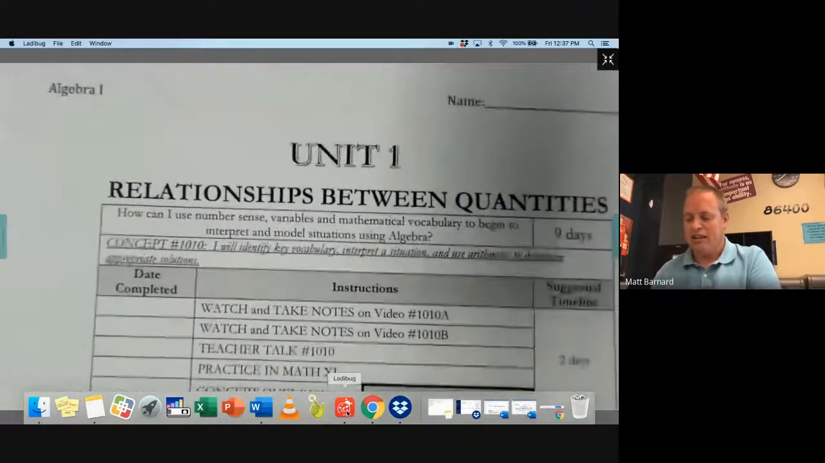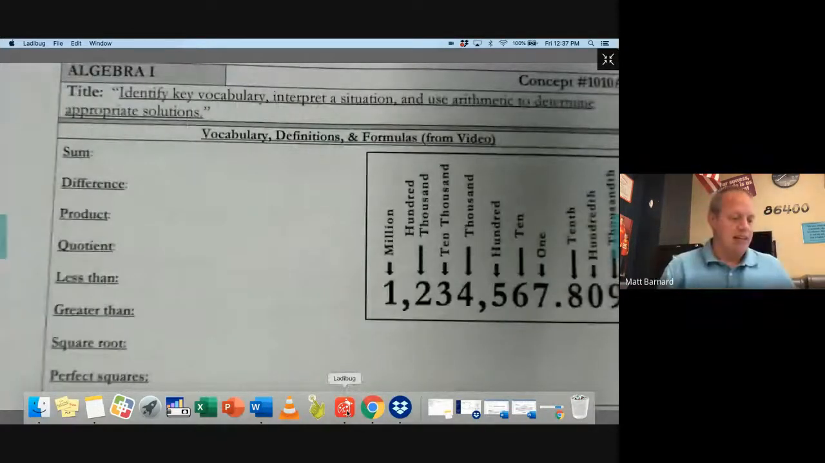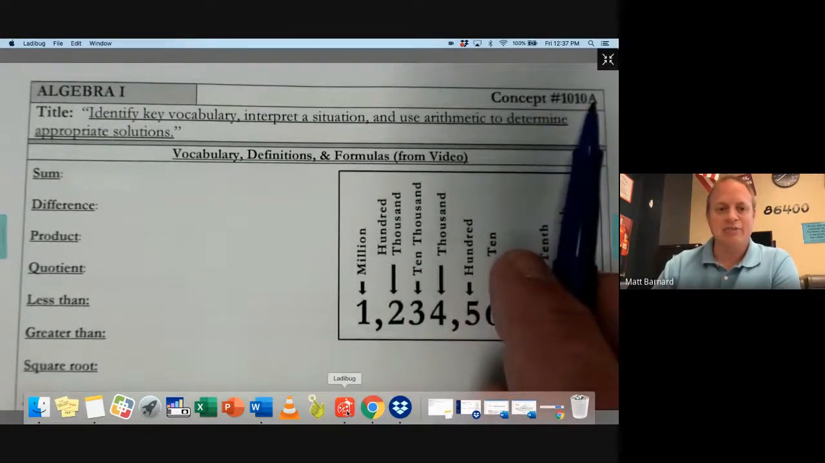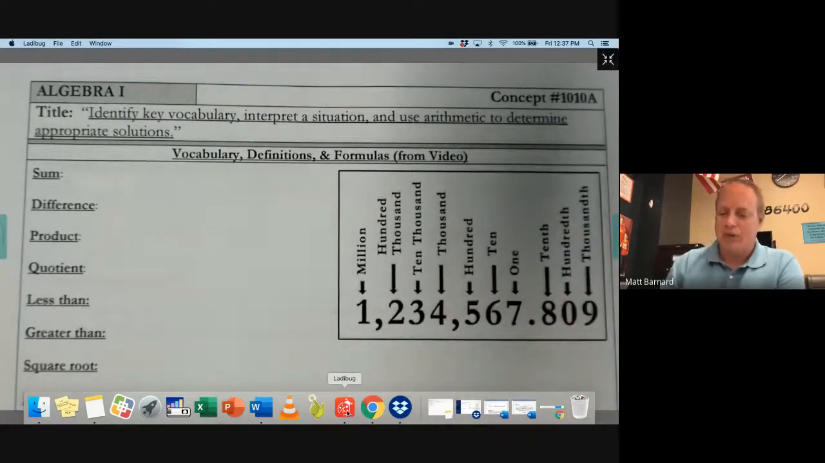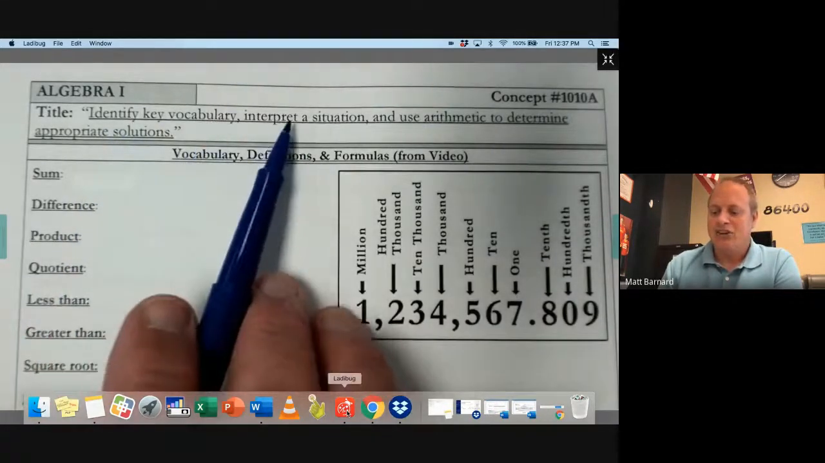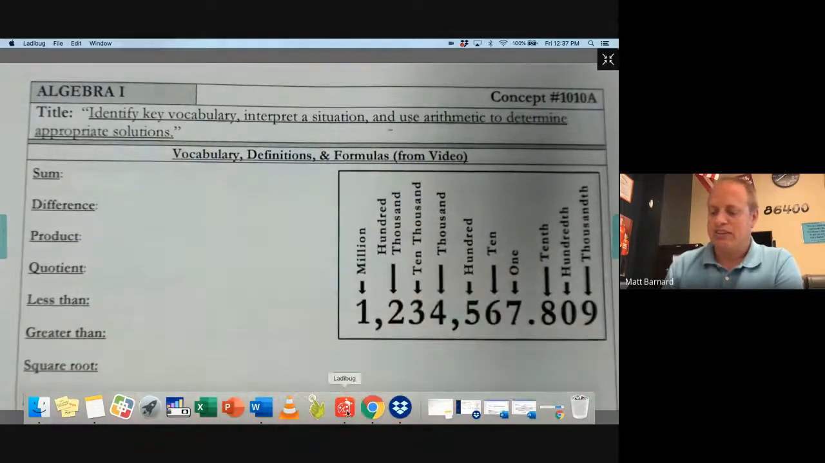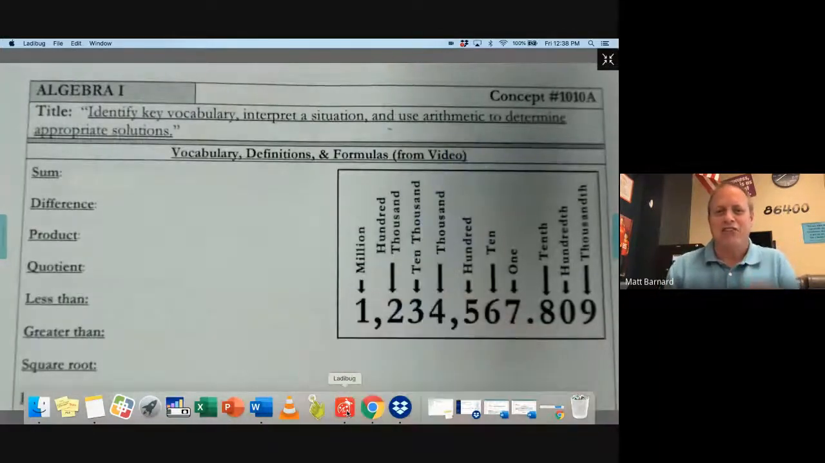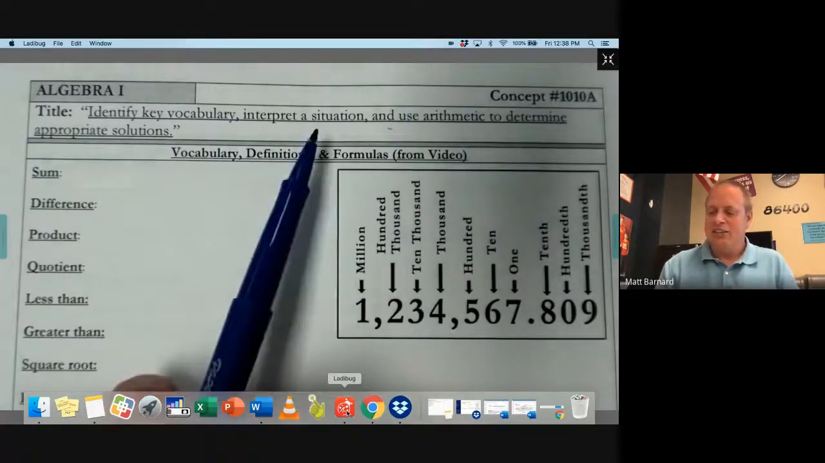If I turn into my packet, I'm going to see that 1010A is right here. And what are we going to be doing? Well, we're going to be identifying key vocabulary, interpreting a situation, and using arithmetic to determine appropriate solutions, which means we're going to do some problem solving, but we need to focus on using some basic math skills: adding, subtracting, multiplying, and dividing, some other operations as well, to interpret a situation.